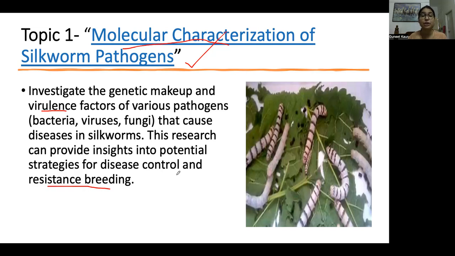Resistance breeding means controlled breeding. Okay, so if these silkworms are continuously bred and led to complete their life cycle, तो उसको भी control करना है क्योंकि if the pathogen starts infecting it, then there will be no use. They will not be able to complete their life cycle. Okay, so this is a very good topic, that is molecular characterization of silkworm pathogens.